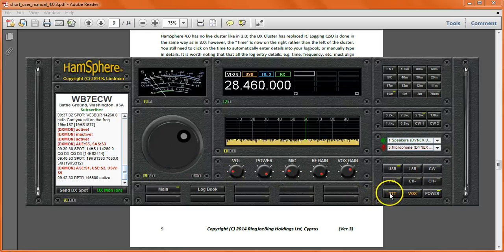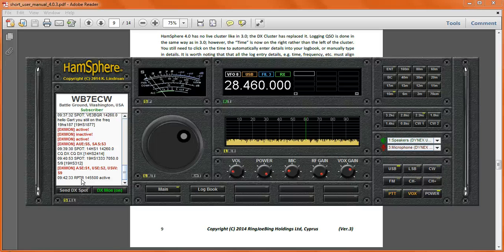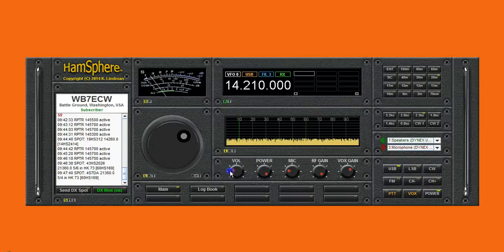I think probably if I key right now, you'll notice none of the monitors saw me. 10 meters is worth a check now and then just to see if it's in.